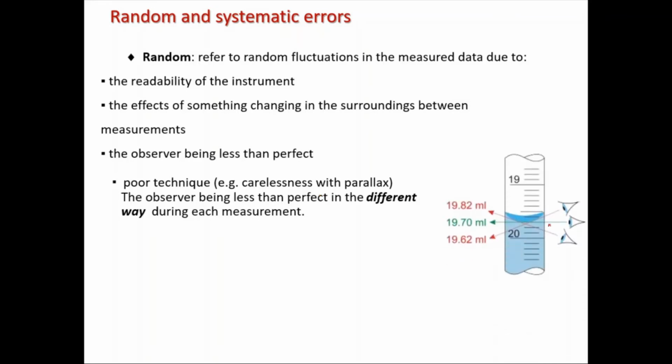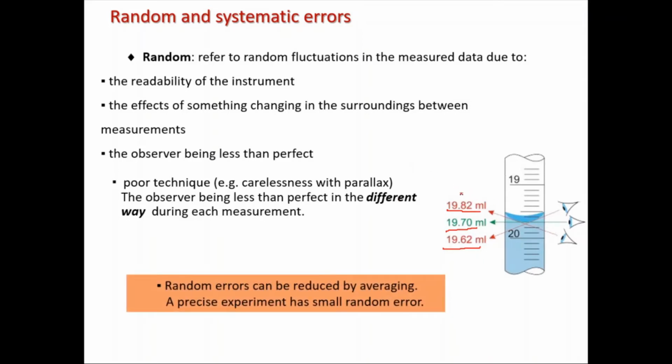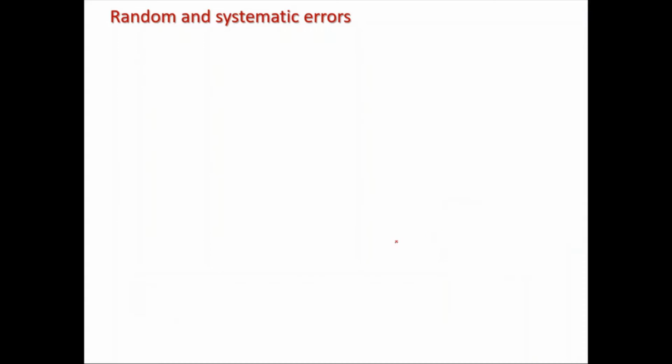For example, if you are going to look at this level of the water, and if you look at this from this perspective, you are going to measure this value. If you look at it from this perspective, you are going to measure this value, and if you look at it from here, then you are going to measure something different. So each time you look from a different perspective, you are going to measure different amounts. So this is a cause of the random error. Random error can be reduced by averaging. If you take the average of these values, you are going to make little absolute error. You are going to be close to the actual value.